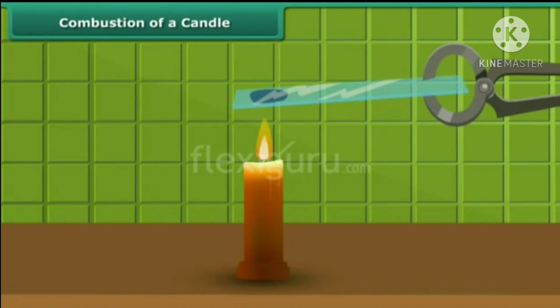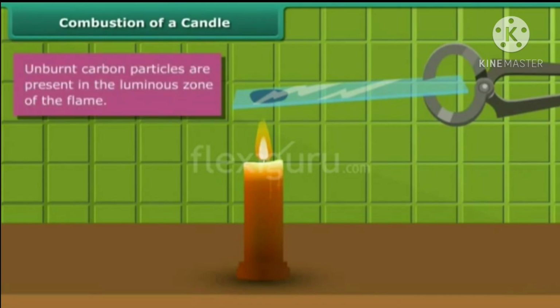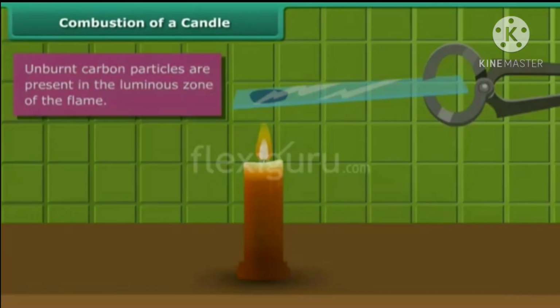Hold it there with a pair of tongs for about 10 seconds. Then remove it. What do you observe? Here you can see a circular blackish ring is formed on the glass plate or slide. It indicates the deposition of unburnt carbon particles present in the luminous zone of the flame.